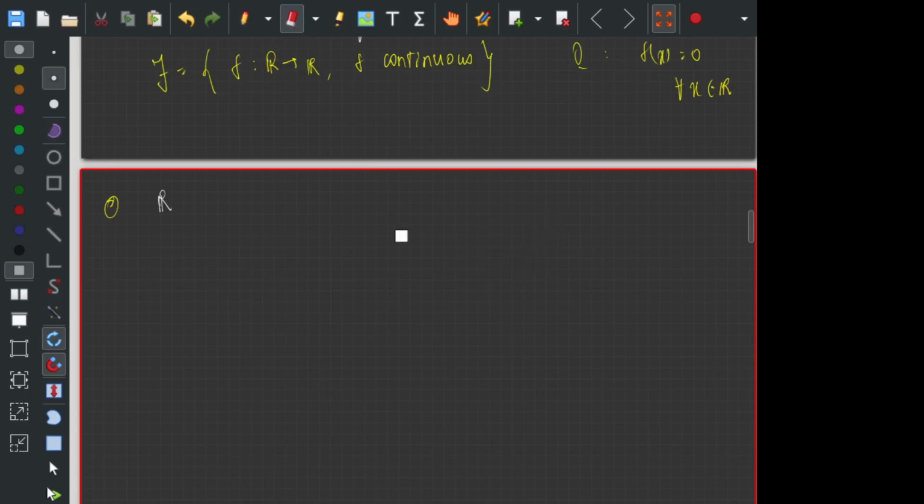Okay, let's look at one last. Any questions? Okay, so let's look at one more example. The set is the set of all real numbers, but now the field is the set of all rational numbers. Is this a vector space?